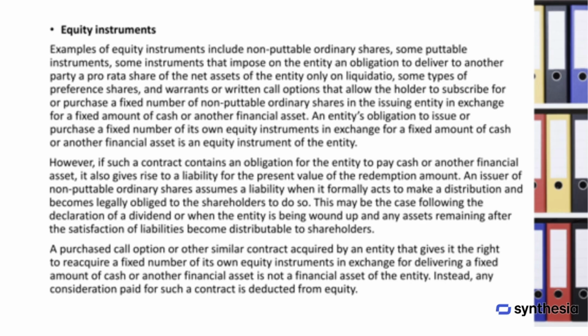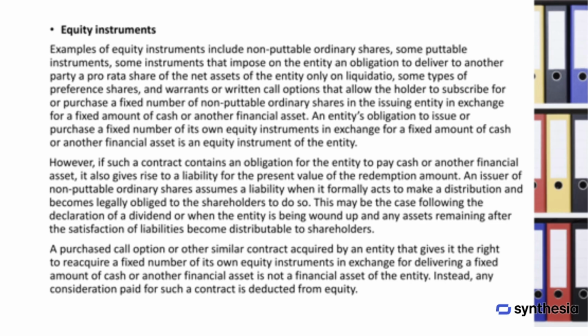When an entity has an obligation to issue or purchase a fixed number of its own equity instruments for a fixed amount of cash or another financial asset, that is considered an equity instrument of the entity. However, if a contract also includes an obligation to pay cash or another financial asset, it creates a liability for the present value of the redemption amount.